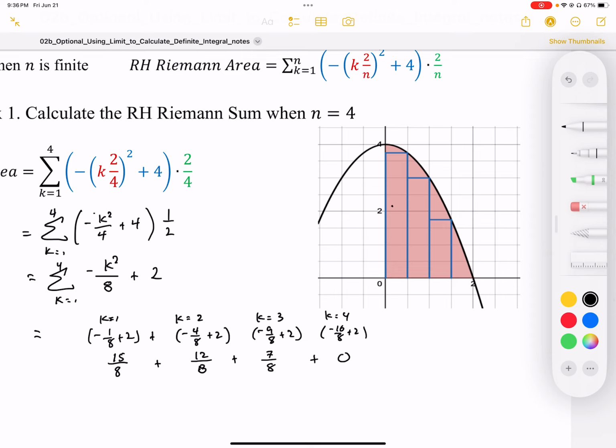So when I put in those values, this rectangle is 15 over 8. This one is 12 over 8. This rectangle that I've drawn here is 7 over 8 area. And then the last rectangle you can see has no area. So when we sum this all up, the rectangular area approximation is going to end up being 27 plus 7, which is 34 over 8 units squared of area.